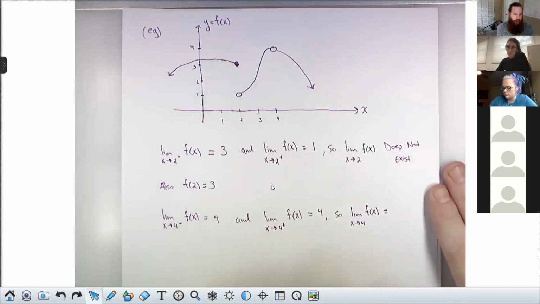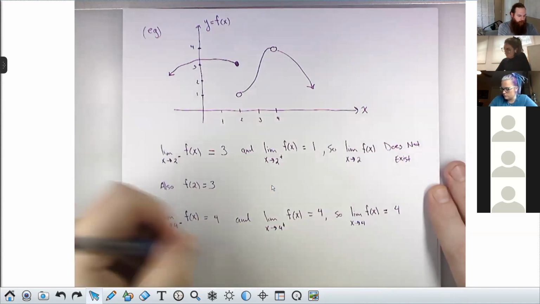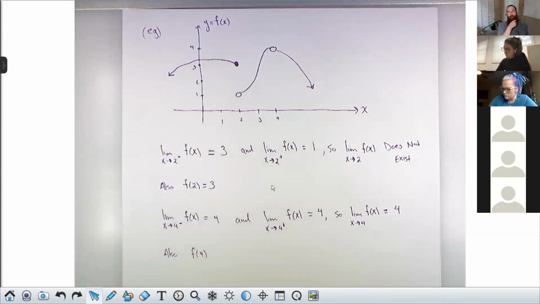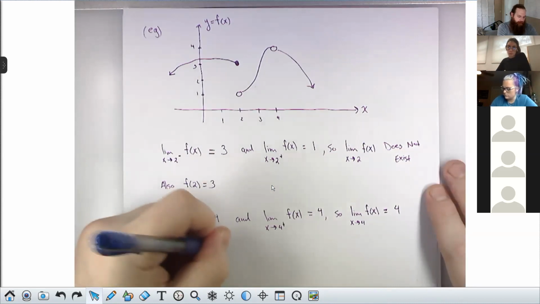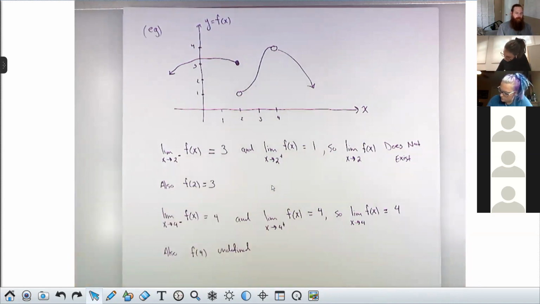Okay. Also, what is true here? What is f of 4? Undefined. Good. Yeah, this is undefined. Why is f of 4 undefined? There's a hole, so there's not a point on the graph.